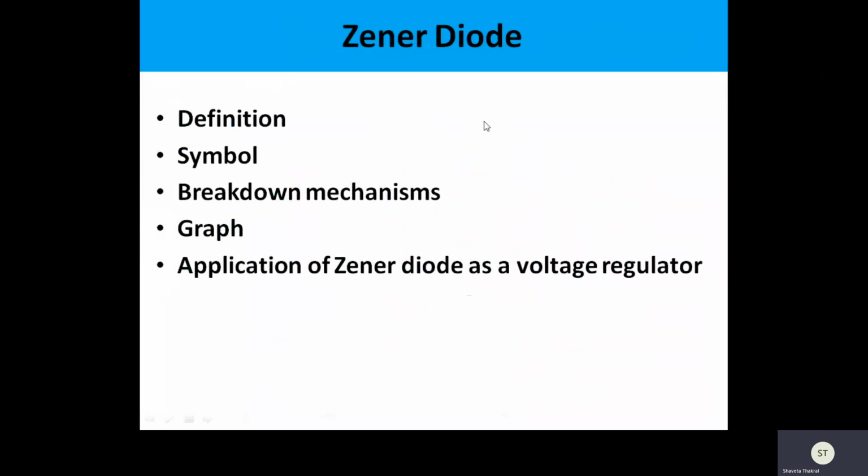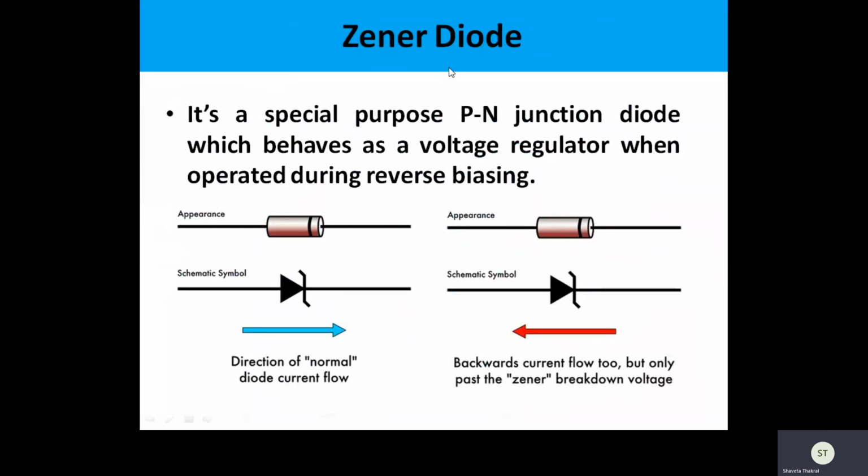Then next we talk about the Zener diode, and we are going to discuss its definition, symbol, breakdown mechanism, graph, and its application as a voltage regulator. So how do we define a Zener diode and how is it differentiated from an ordinary or normal PN junction diode? We can say that the Zener diode is a special purpose PN junction diode which behaves as a voltage regulator when operated during reverse biasing.